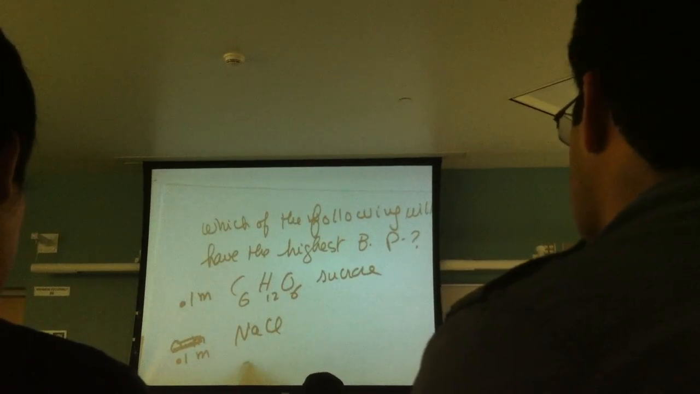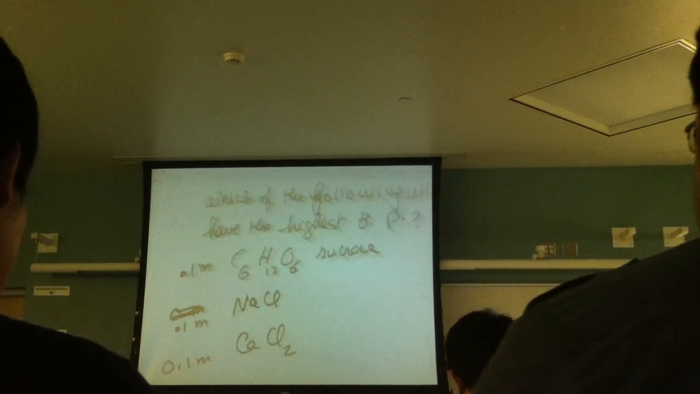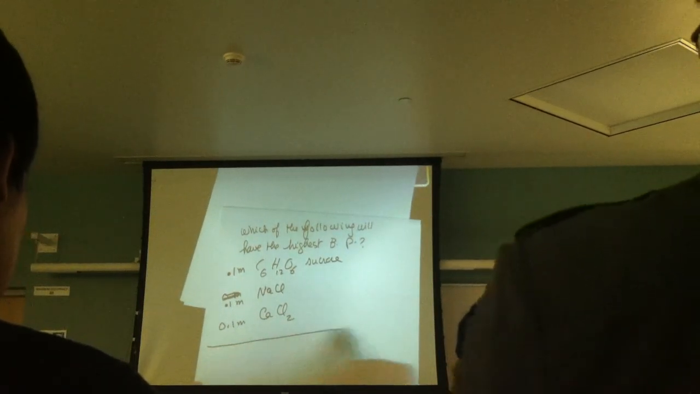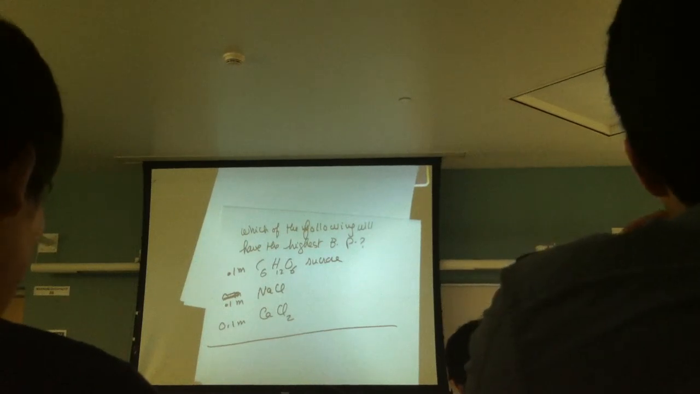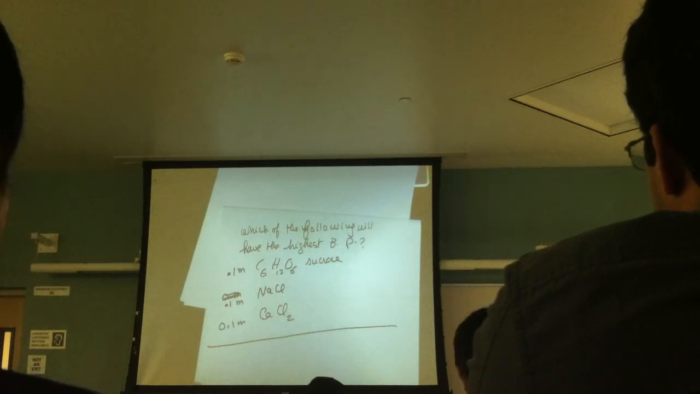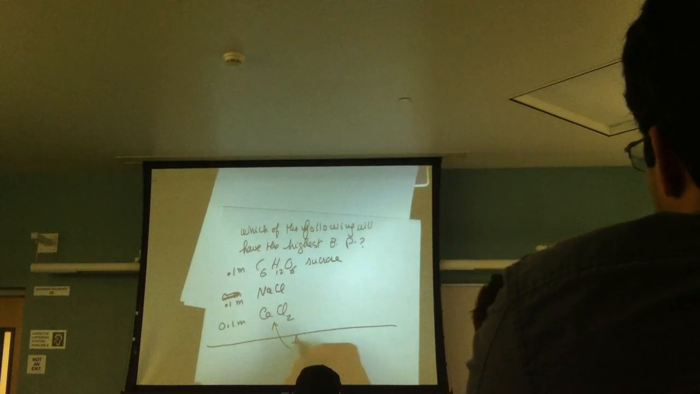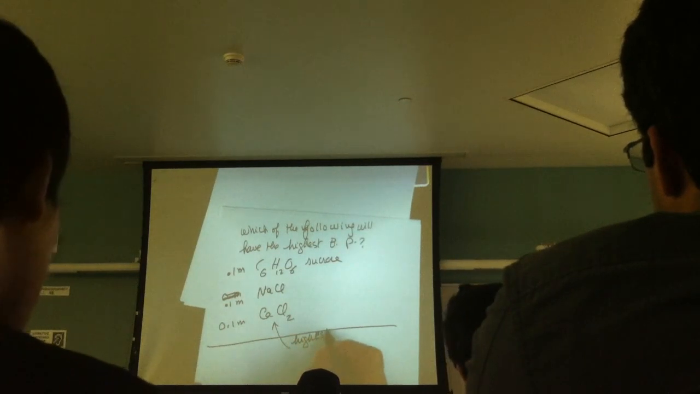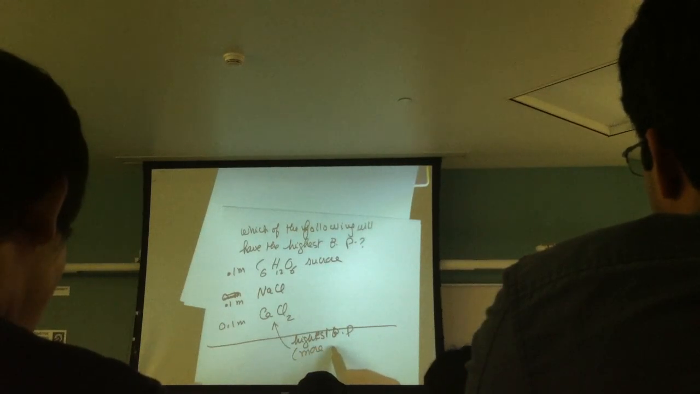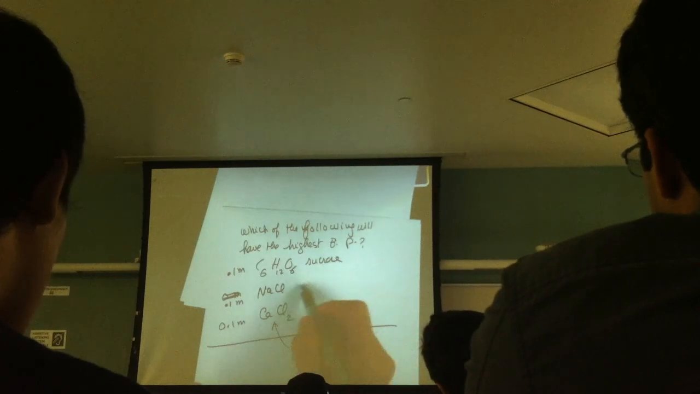1 m calcium chloride. Which one? What is the answer? You're so smart. Highest boiling point. Why? More what? More particles.